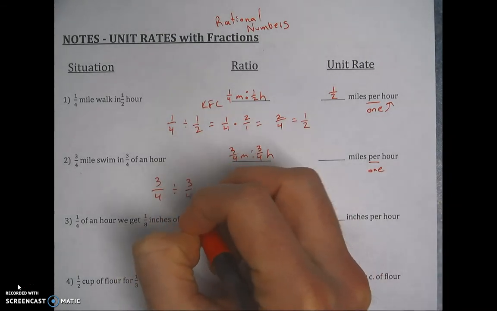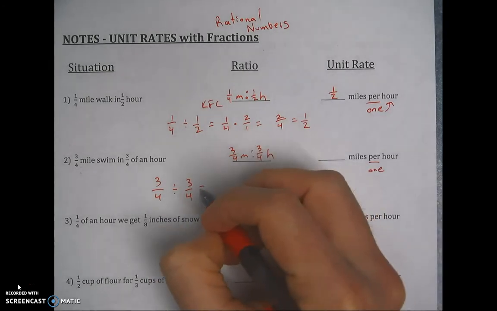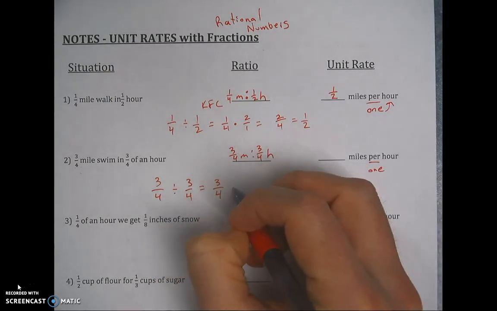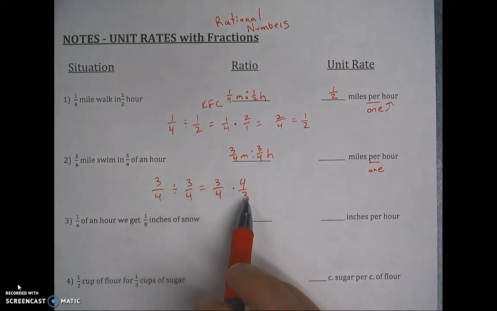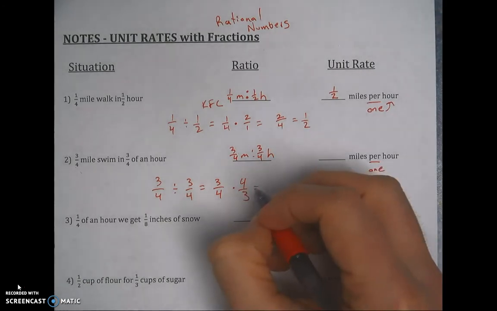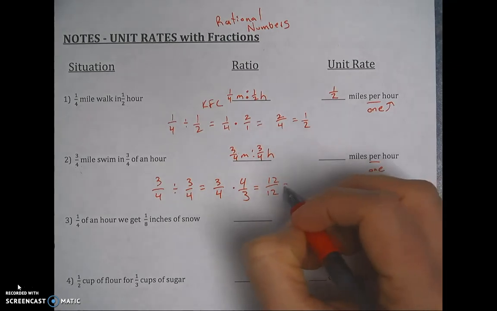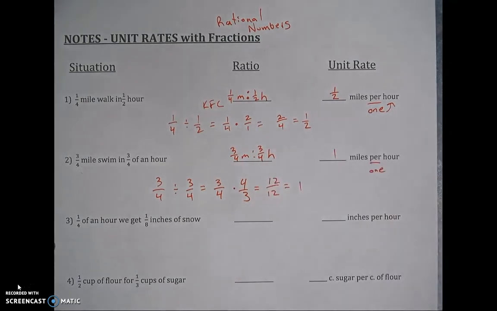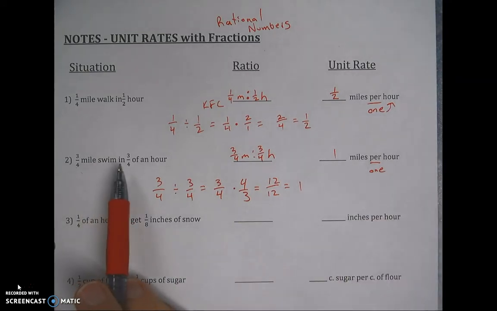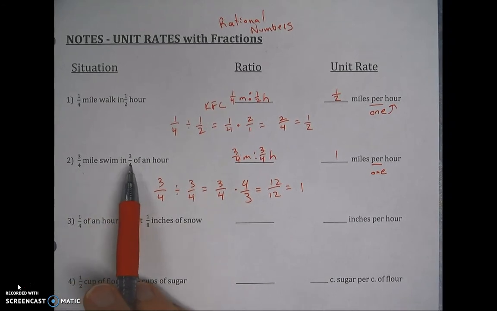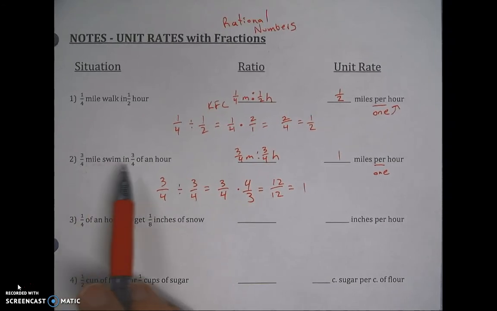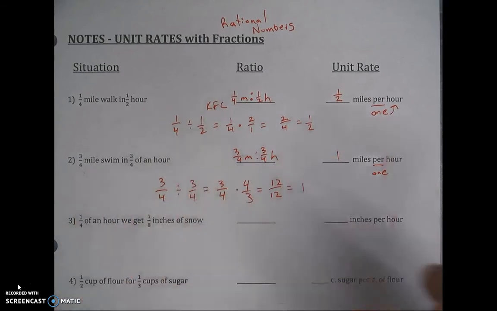All right, and I do expect you to show this work. So you're going to show the division. You're going to show me that this equals 3/4 times 4/3. So again, all I did was flip the second one, change it to multiplication. You multiply across, 12 and 12. Anything over itself is 1. So this is 1 mile per hour. And that should make sense if you think about it. This is 3/4 of a mile and 3/4 of an hour. So if you've gone this many miles in the same amount of time, it's always going to be equal to each other. So if we want to know how much for 1, it's going to be 1.